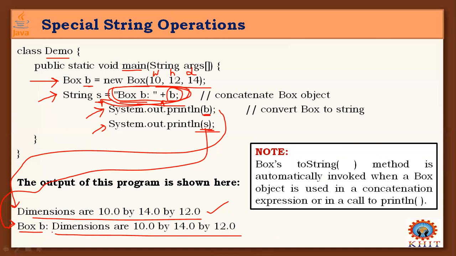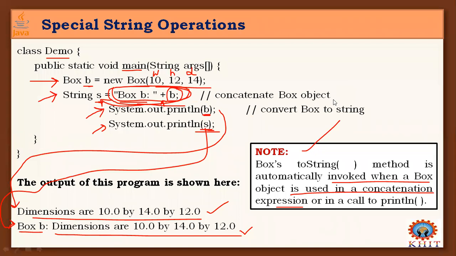Already we concatenated these two, right? So your Box toString method is automatically invoked when a box object is used in a concatenation. Here is the point to be remembered: when we use this box object to concatenate in a string expression, it automatically calls the toString method to convert it into strings.